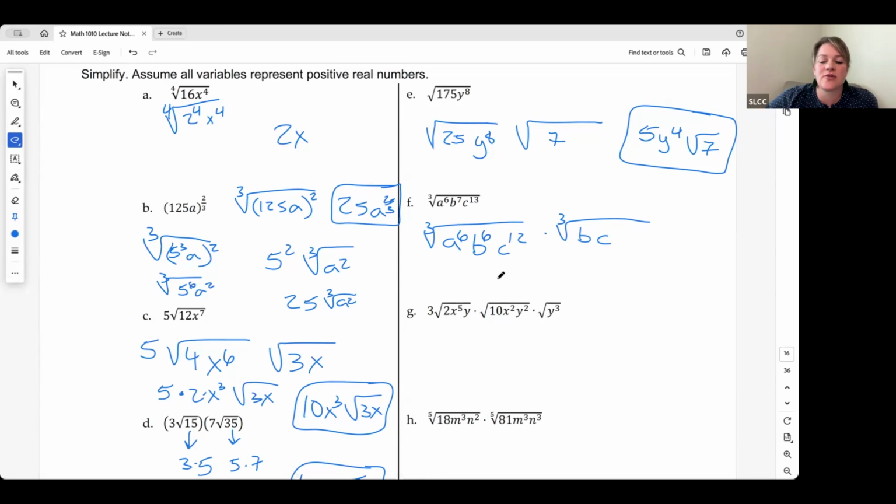So 6 divided by 3, so I get a squared. Another 6 divided by 3, so b squared. And then 12 divided by 3, so c to the 4th. And then what's left is, don't forget the cube. You got to have that third index, cube root index, BC.